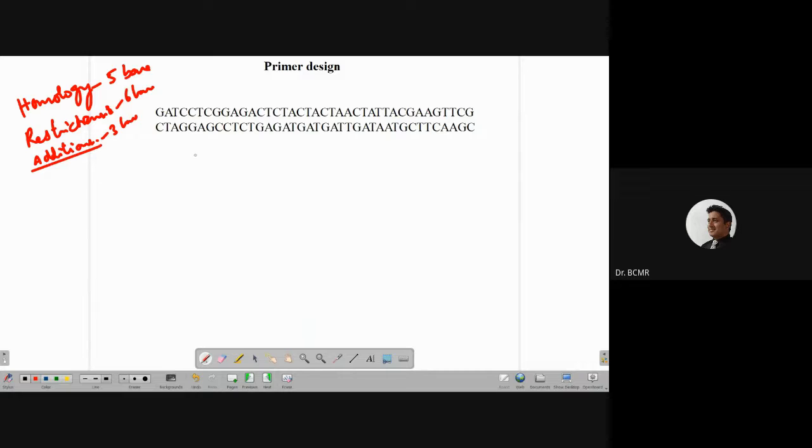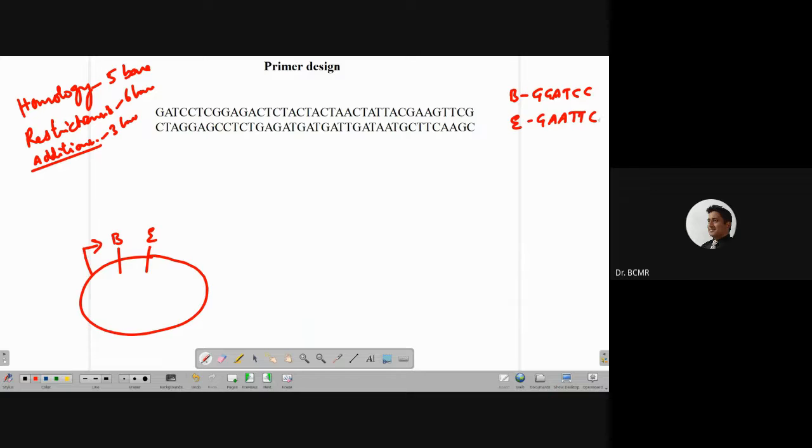So the constraint is, you have the vector this way. There is the promoter. You have BamH1 here, and you have the EcoR1 site. BamH1 is GGATCC, and EcoR1 is GAATTC. I think I have given you enough things. I want you to quickly design the primers for this. You have 10 minutes to do that.